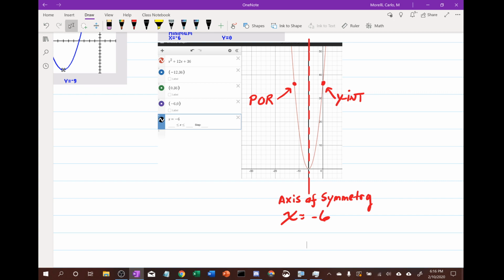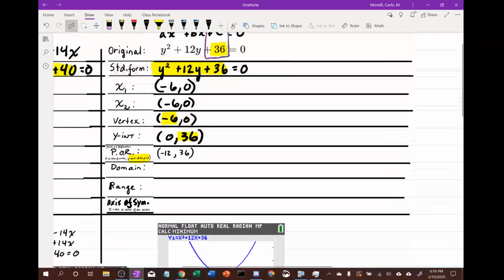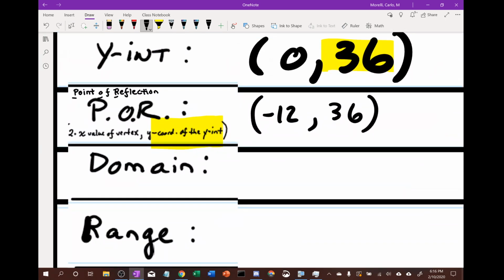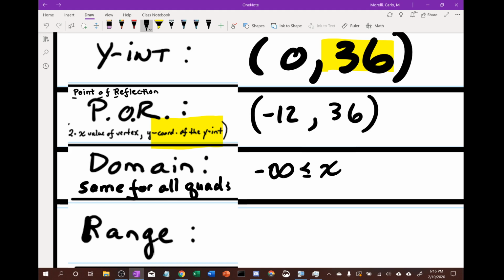So do you guys kind of understand what the point of reflection is? Yeah. All right. Cool. So remember the domain? The domain is the same for all quadratics. And that would be negative infinity is less than or equal to x is less than or equal to positive infinity. In other words, it's all real numbers.